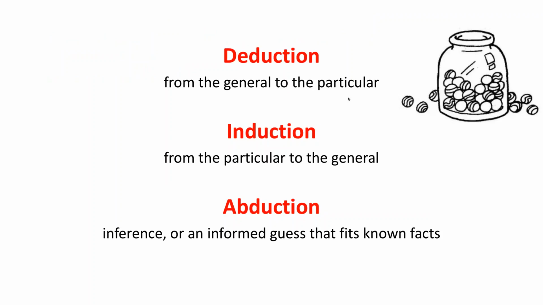What is the difference between these three? So deduction means starting from the general and going to the particular. Induction means starting from the particular and going to the general. And abduction means inference or an informed guess that fits the known facts.